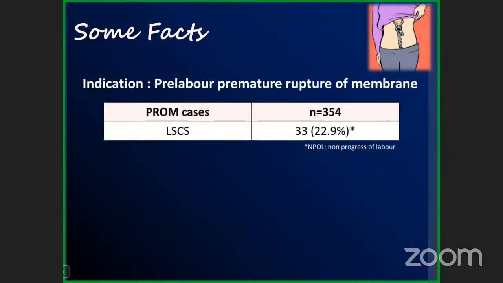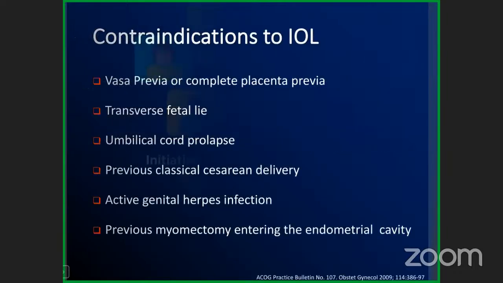Are we using Propess for induction in case of premature rupture of membranes? Yes, we do use it in premature rupture of membranes also, where the cervix is very unfavorable, and the success is almost the same. 23% would require LSCS, and the rest would deliver vaginally. I think I've already mentioned that.